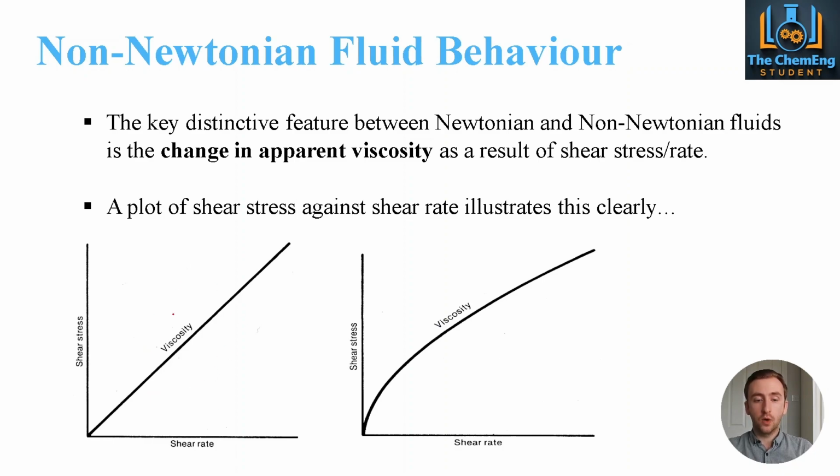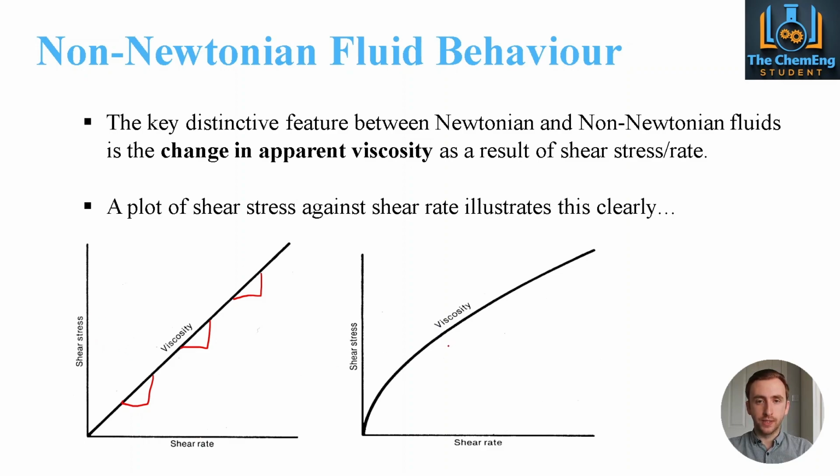Now here, when we have a linear relationship that goes through the origin, what we have is a Newtonian fluid, because this line represents the viscosity. And the way that we can identify that this is a Newtonian fluid is that the gradient at any given point in the system is exactly the same. So there is no change in the apparent viscosity when we vary the shear rate against the shear stress.